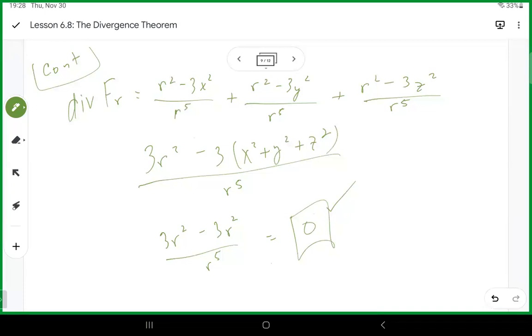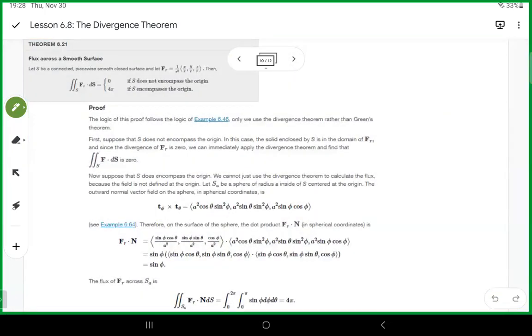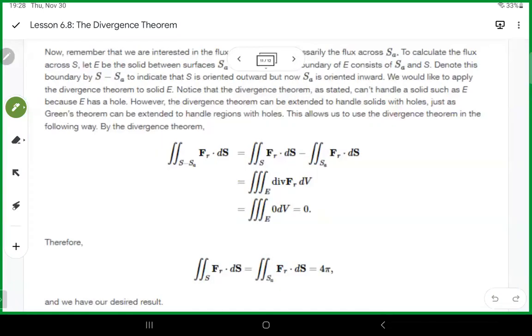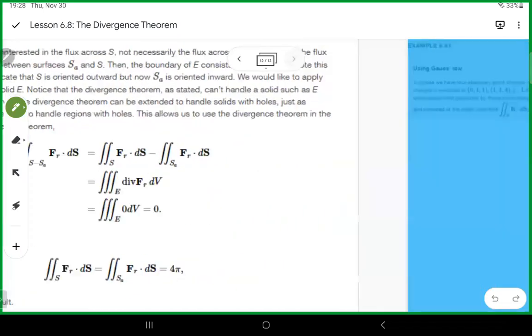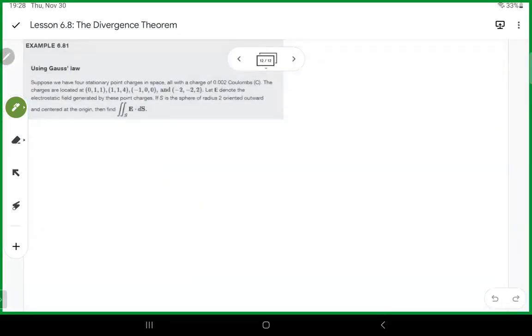Okay. Really quickly, we'll just do the last one. Here's the theorem for you. It has the proof, further information for you. All right, so last example.